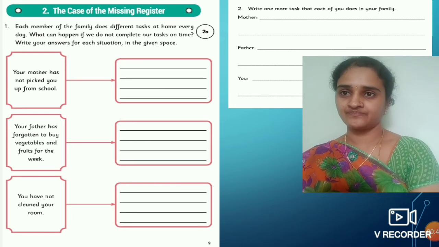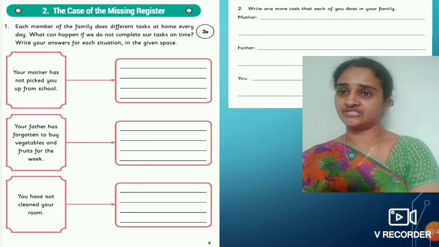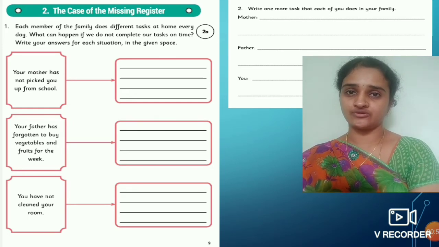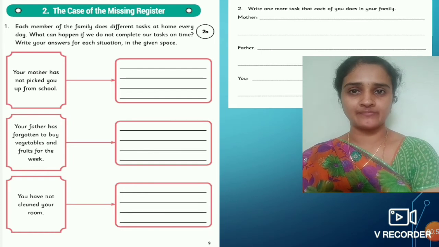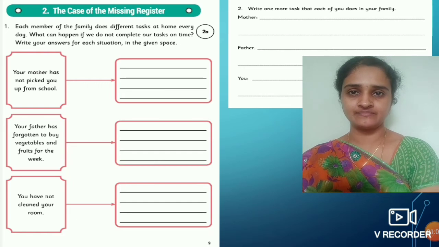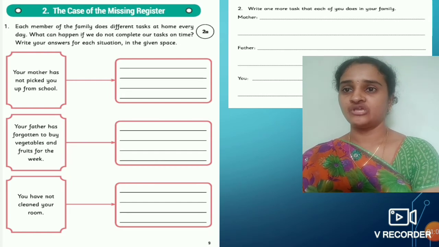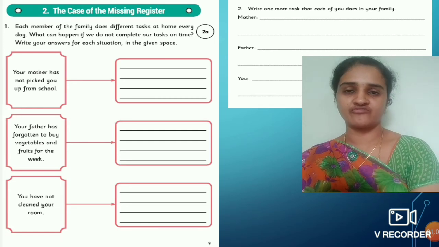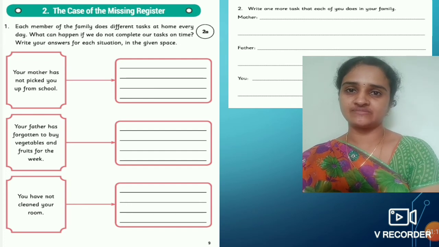Now look at the first one. Your mother has not picked you up from school. Children, if your mother did not pick you up after school on time, what will happen? You will be worried and you will be in the school for a long time, isn't it? Look at the second one. Your father has forgotten to buy vegetables and fruits for the week. If your father forgets to buy vegetables and fruits for that week, what would happen? So what will you eat? You have to think about it, isn't it?